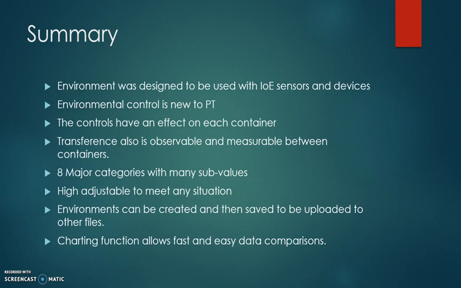The controls have an individual effect on each container, but at the same time it will have transference between containers so that you can show that if you do one thing, you heat something up in one area, it also has an effect across multiple areas. You have 8 major categories and then sub-values inside of those. You have an amazing amount of adjustability, so you can create and make your own environments, save them, and then always upload them. And then finally, of course, you can chart functions, so you get the idea of how to use big data and get that piece involved inside Packet Tracer too.